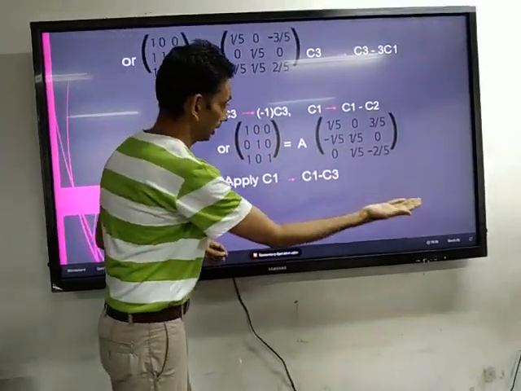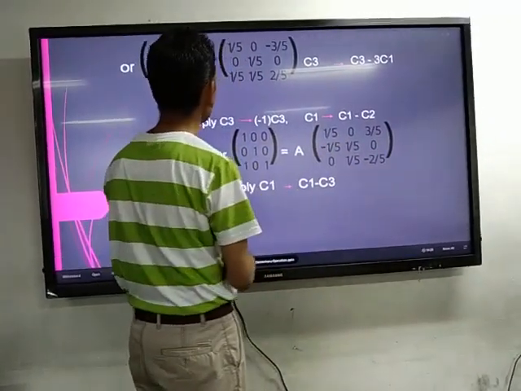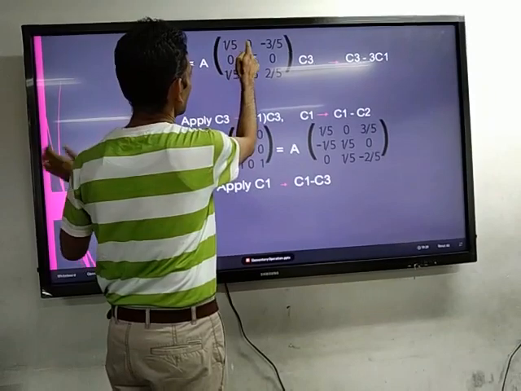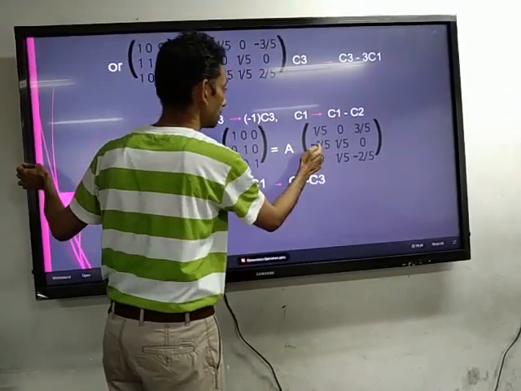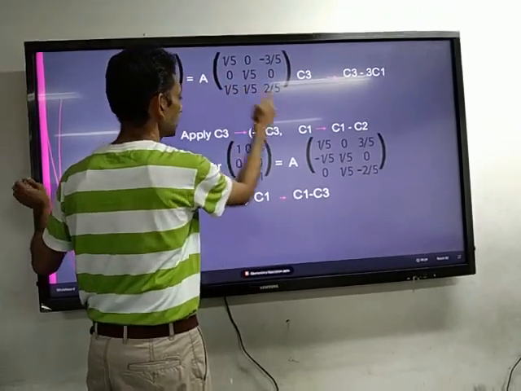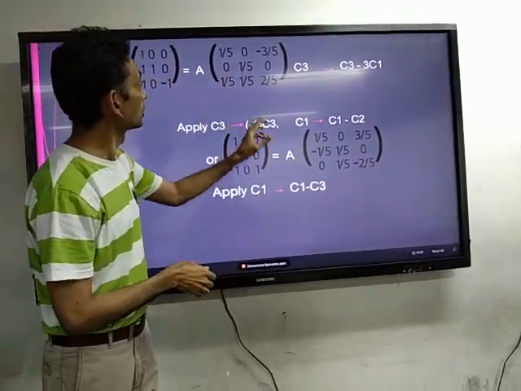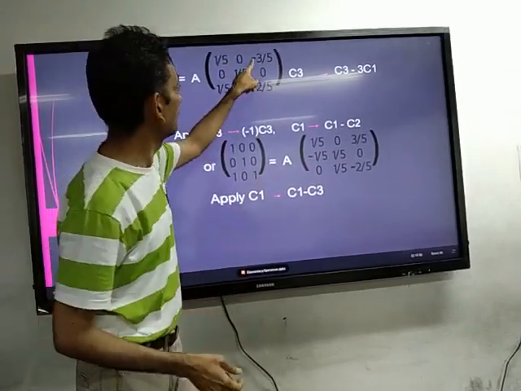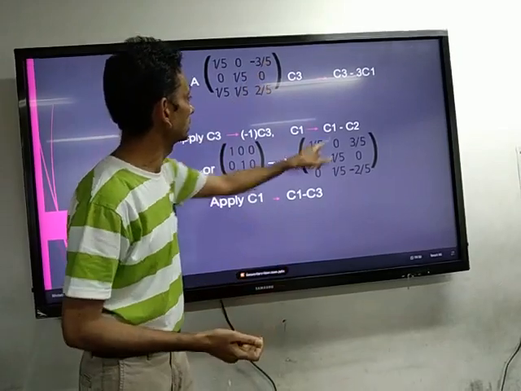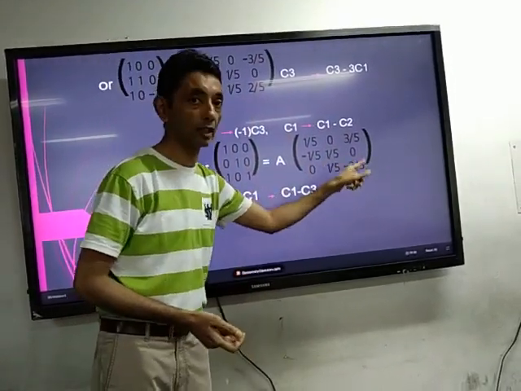Okay, now go for these steps. Here also you are going to do the same. 1 by 5 minus 0 is 1 by 5. 0 minus 1 by 5 is minus 1 by 5. 1 by 5 minus 1 by 5 will be 0. And there will be changes in column 3. You are multiplying column 3 by -1. Therefore, minus 3 by 5 into -1 is plus 3 by 5. It will be 0, and this number will be minus 2 by 5.